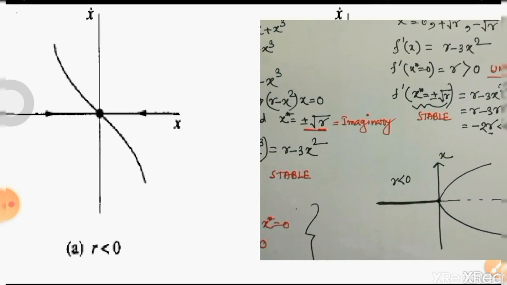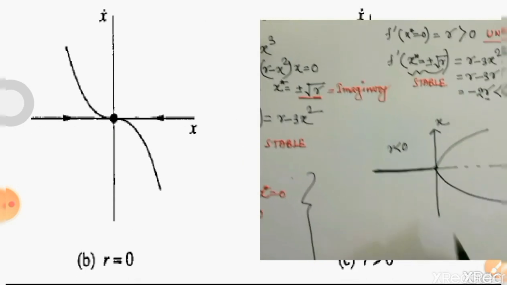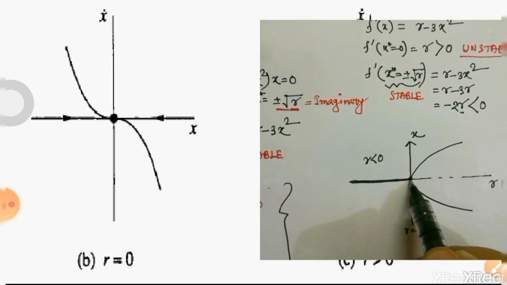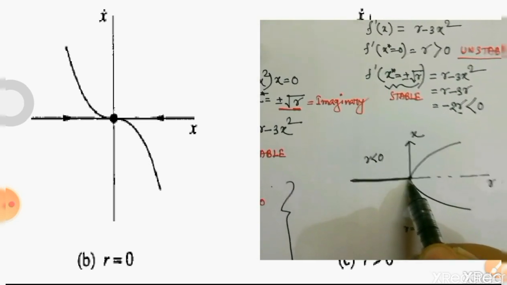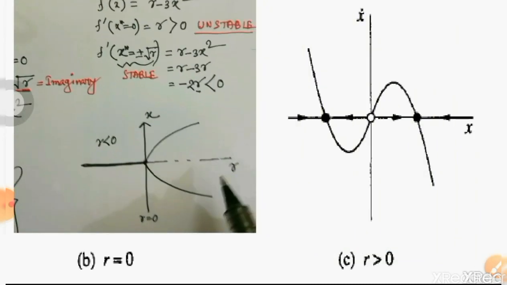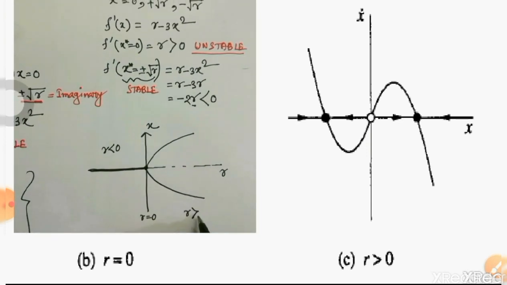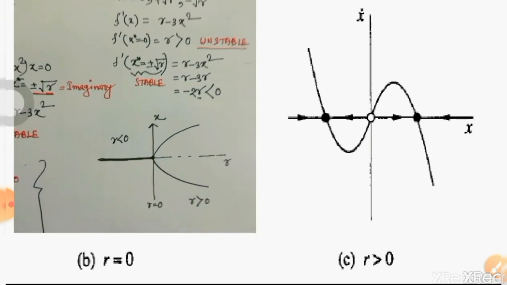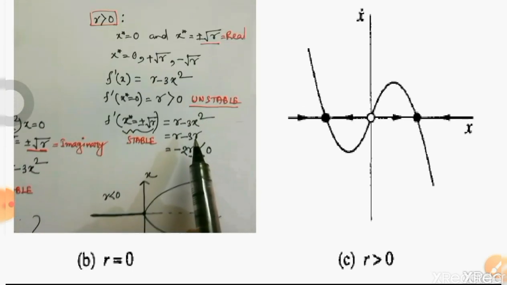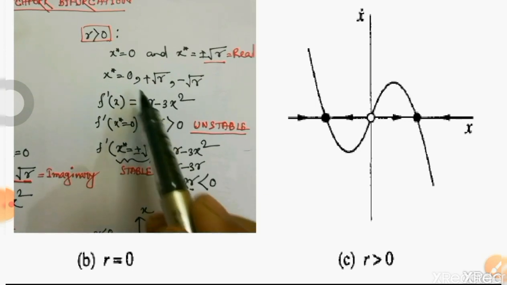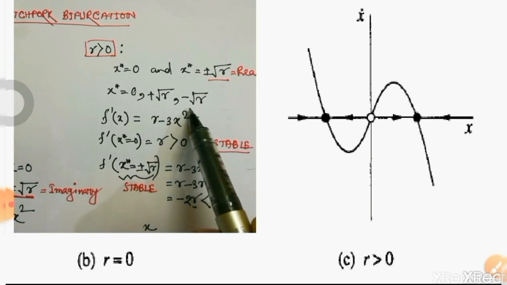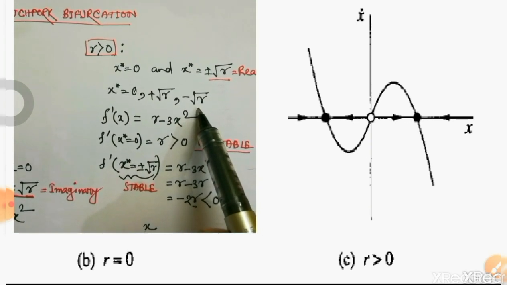Then the condition is r equal to 0. So, this is the r equal to 0 line. At r equal to 0 also there is only one fixed point which is a stable fixed point. And then for r greater than 0, in this part r is greater than 0, we have three fixed points. Here at 0, at plus root of r, and at minus root of r.